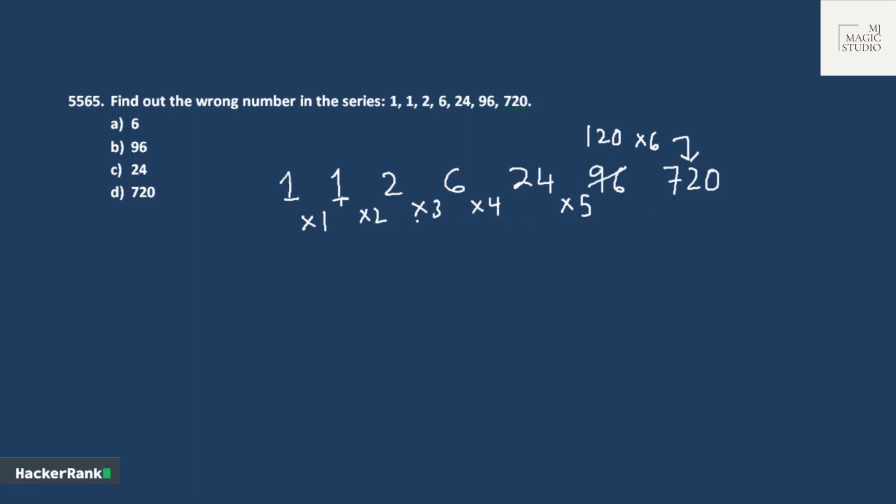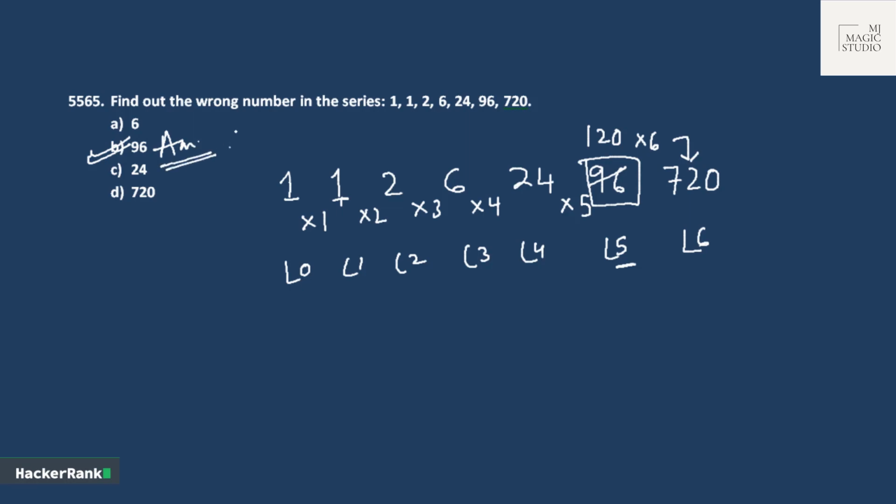Or you can say these are nothing but factorials. Factorial 0, factorial 1, factorial 2, factorial 3, factorial 4. We should have factorial 5, factorial 6. Factorial 5 is 120 and not 96. 96 is the wrong number. Option B.